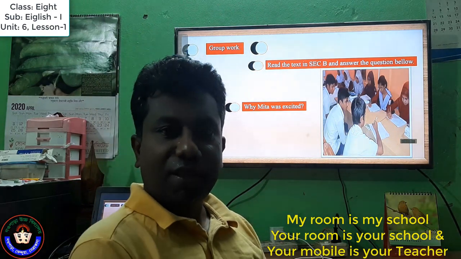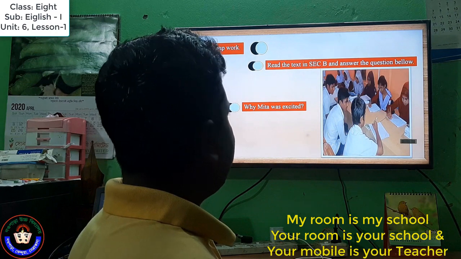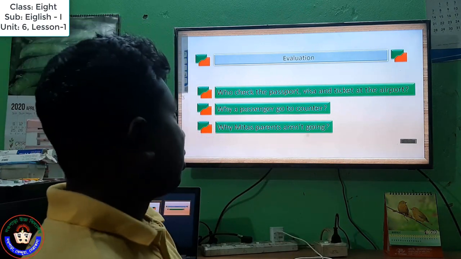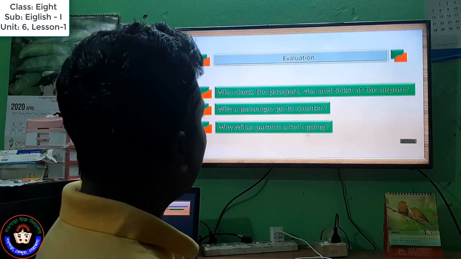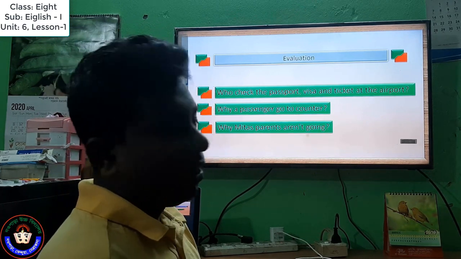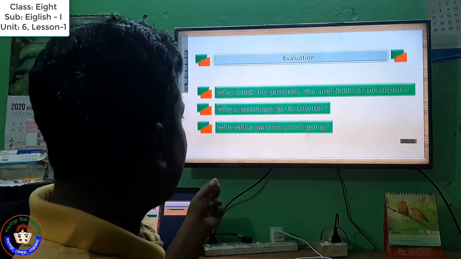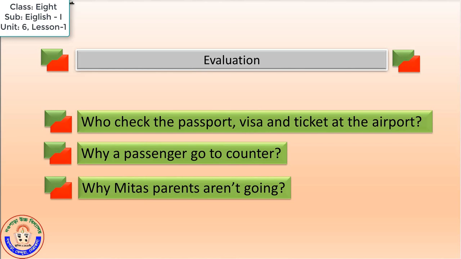Dear learners, now look at another thing. If I ask you a question, suppose, who checked the passport, visa and ticket at the airport? I hope all of you will be able to write the answer to this question. If I ask you why a passenger goes to a counter, I hope you know, because this is the first task on arriving at the airport. Why are Mita's parents not going? From your lesson, I hope you already know about these questions, and you will complete all the answers.